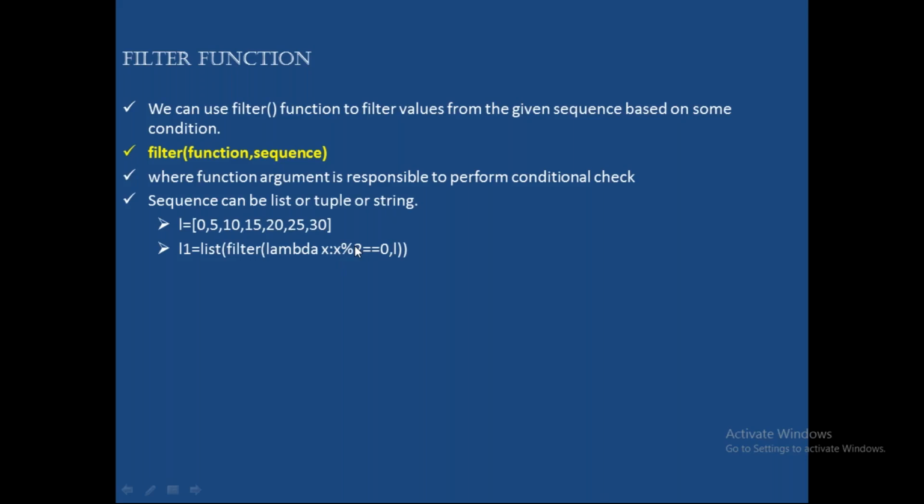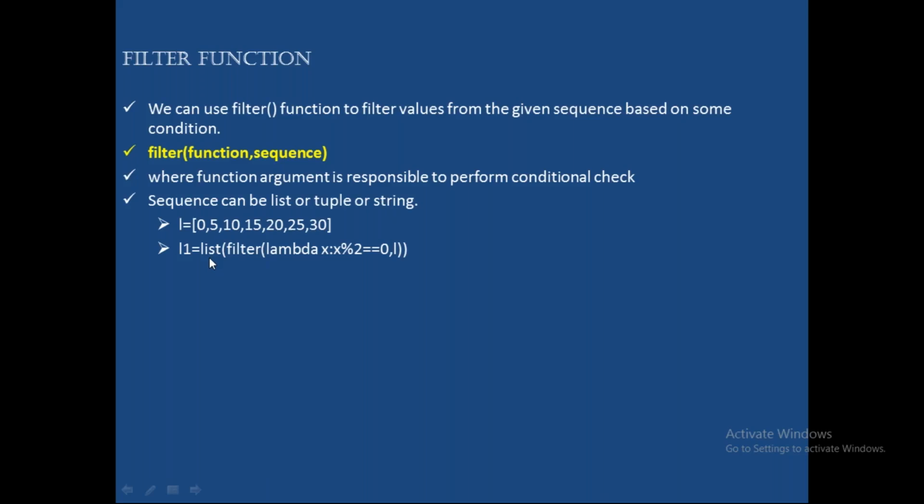Yes, sir. 0, sir. Return true. It will return remainder is 0, so it is basically true. True means it will return output. So 0, 10, 20, 30, I will get in my output. The filter output is a filter object. To see the actual values, you need to convert it into a list or tuple or something. So I'm just converting into list.